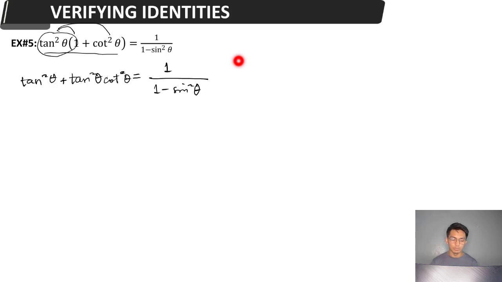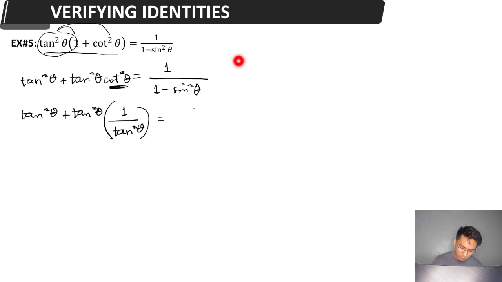Paano natin i-simplify? We will use the fundamental identity, yung reciprocal identity dito sa part na ito. So, this is tangent square theta plus tangent square theta. And then, we convert the cotangent square theta into the reciprocal identity, which is 1 over tangent square theta, is equal to 1 over 1 minus sine square theta. So, ito, ginamitan natin ng reciprocal identity. And next, we simplify using algebraic method.